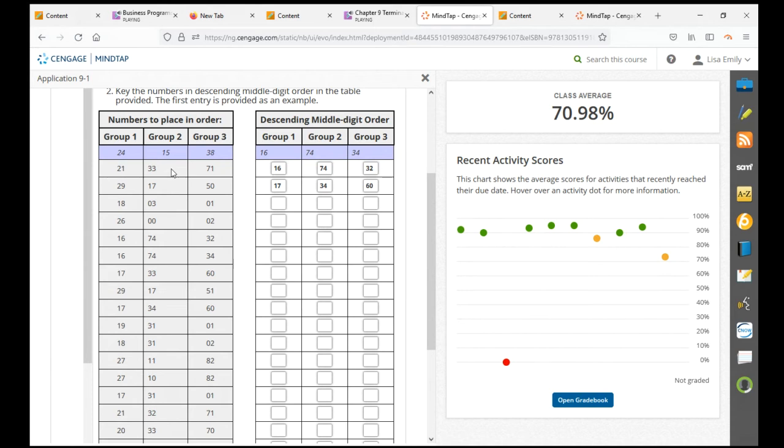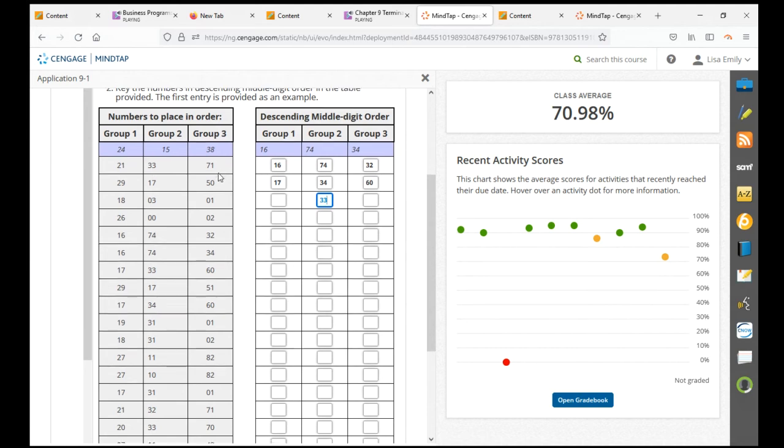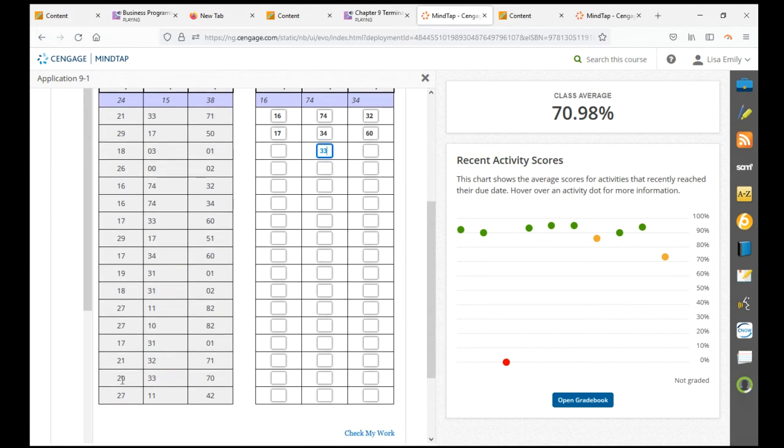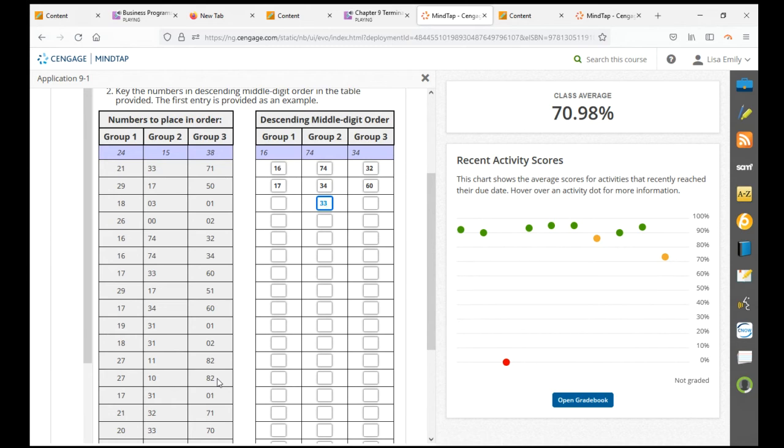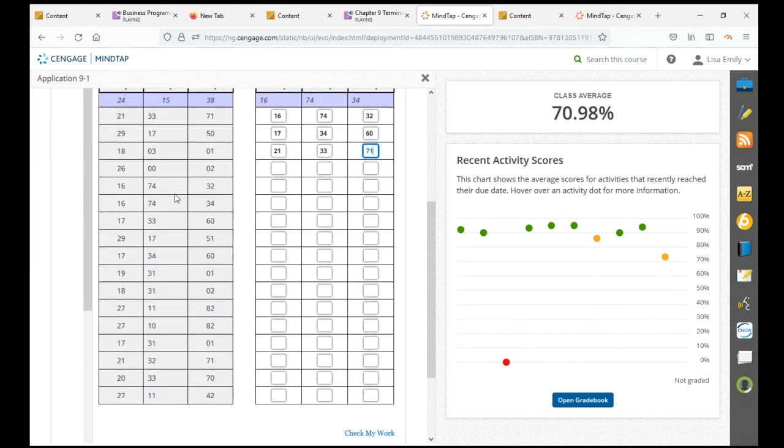And what's your next highest number? Using the middle digits, you've got 33, and there's two of them. You've got a 2133.71 and a 2033.70. Which do you put first and which do you put second? I'm going to go to the left number first, 21, and then 71. And then I find the next one, which is 2070.